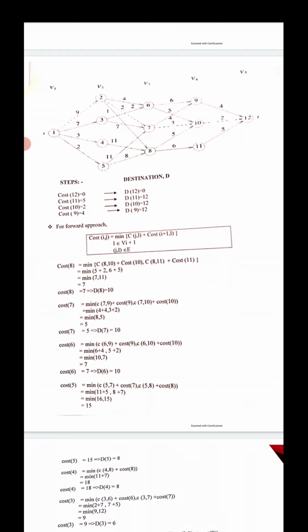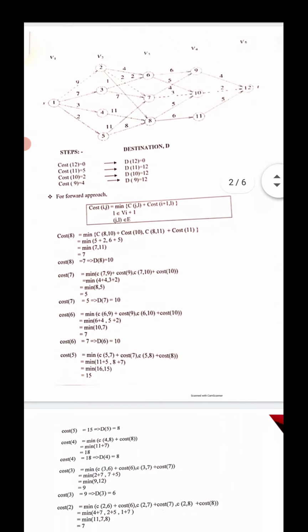Now we calculate the destination of 8. The destination of 8 can go to the 10th node or the 11th node. Which one is the optimal value? 5 is the optimal value, compared to 6. So the destination of 8 is 10, because of the optimal value 5. Since 5 is less, the destination of 8 is assigned 10. Likewise we calculate the others.